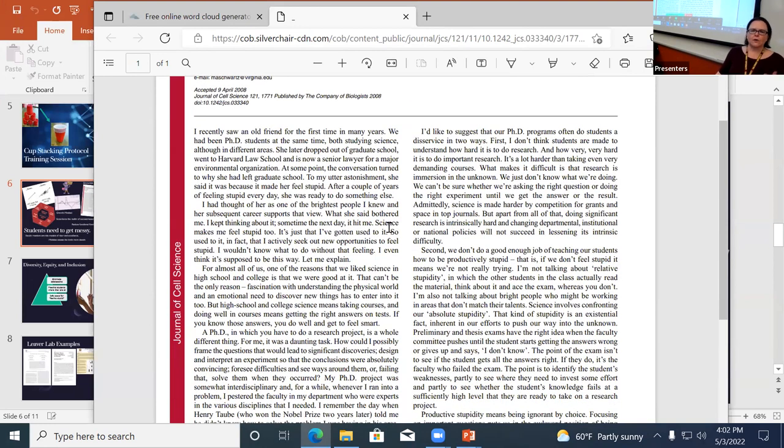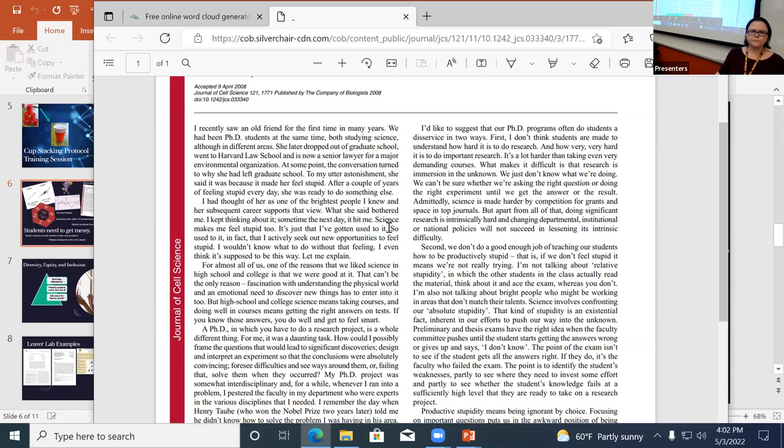I recently saw an old friend for the first time in many years. We had been PhD students at the same time, both studying science, although in different areas. She later dropped out of grad school, went to Harvard Law School, and is now a senior lawyer for a major environmental organization. At some point, the conversation turned to why she had left graduate school. To my utter astonishment, she said it was because it made her feel stupid. After a couple of years of feeling stupid every day, she was ready to do something else.